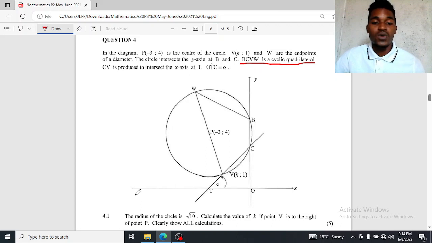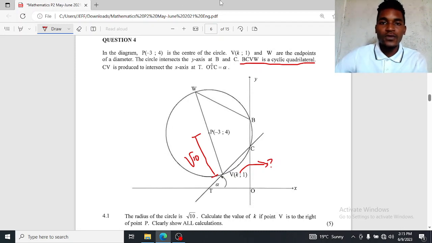So let's go to question 4.1. The radius of the circle is root 10. Calculate the value of K if point V is to the right of P. So we know the distance between P and V, which is root 10, and we have the coordinates of P and V, except the fact that K is unknown, so we are required to find what K is.